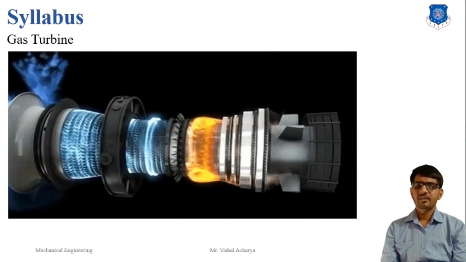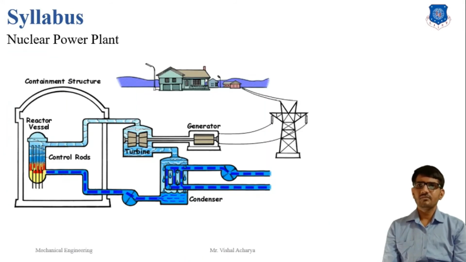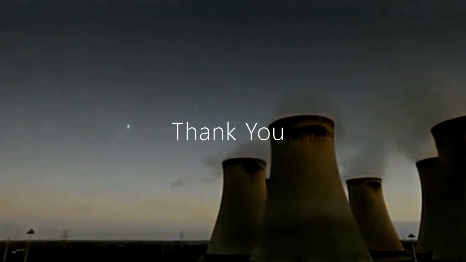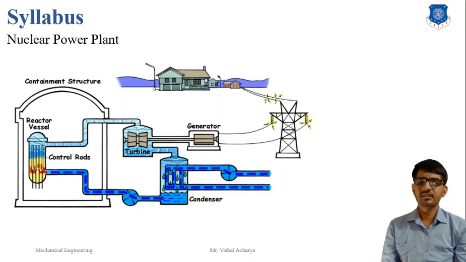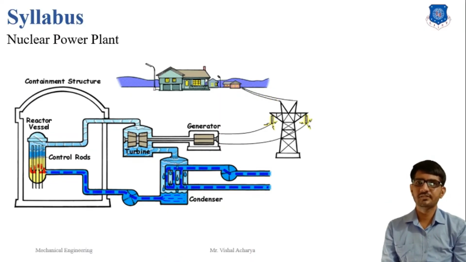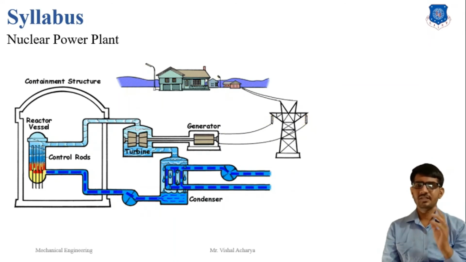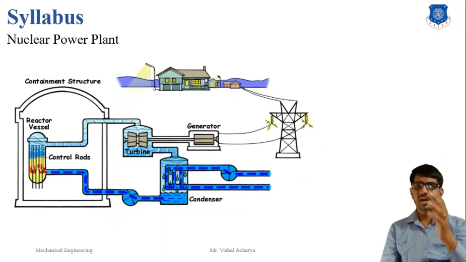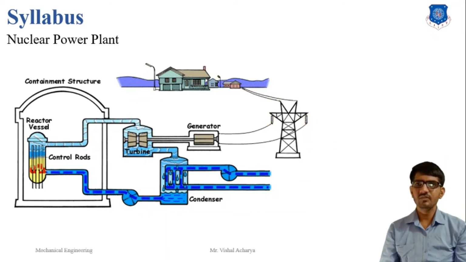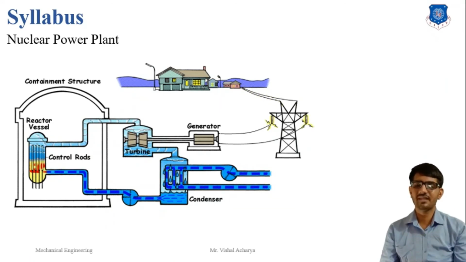Our next module is the nuclear power plant. In a nuclear power plant, we will discuss some basics of nuclear physics like fission, fusion, and chain reaction. We will cover all the nuclear reactors, and the application and advantages of reactors. We will also discuss nuclear waste and its disposal methods.